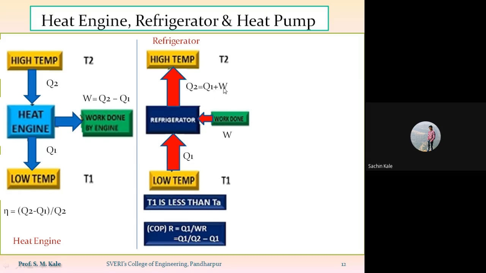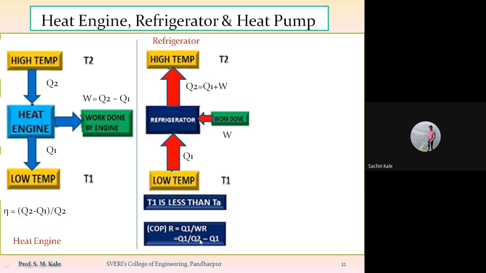Q2 is equal to Q1 plus W. So here the value of W will be equal to Q2 minus Q1. If I put the value of W, the work on a refrigerator, as Q2 minus Q1, I will get the final formula for COP of refrigerator. So the value of COP of refrigerator will be equal to Q1 divided by Q2 minus Q1. Here Q2 minus Q1 will be inside the bracket.